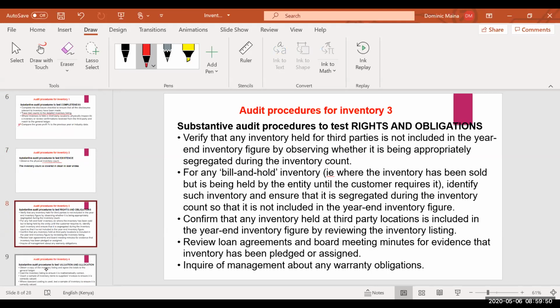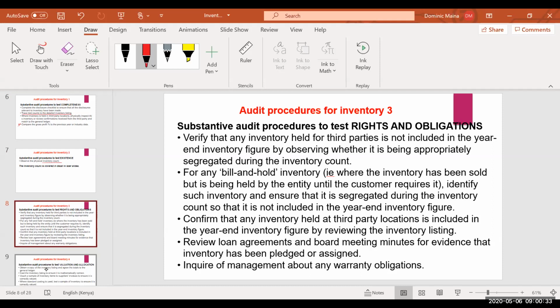The next assertion that you can consider is rights and obligations. Now, what does rights and obligations mean? We have said that this is an asset account, which implies the company ought to have the right to the receipt of any future economic benefits that the particular asset is going to bring forth. This is an inventory. In future, the company can make a sale of that inventory. So the cash to be received from the sale of that inventory is what we mean by the future economic benefit.